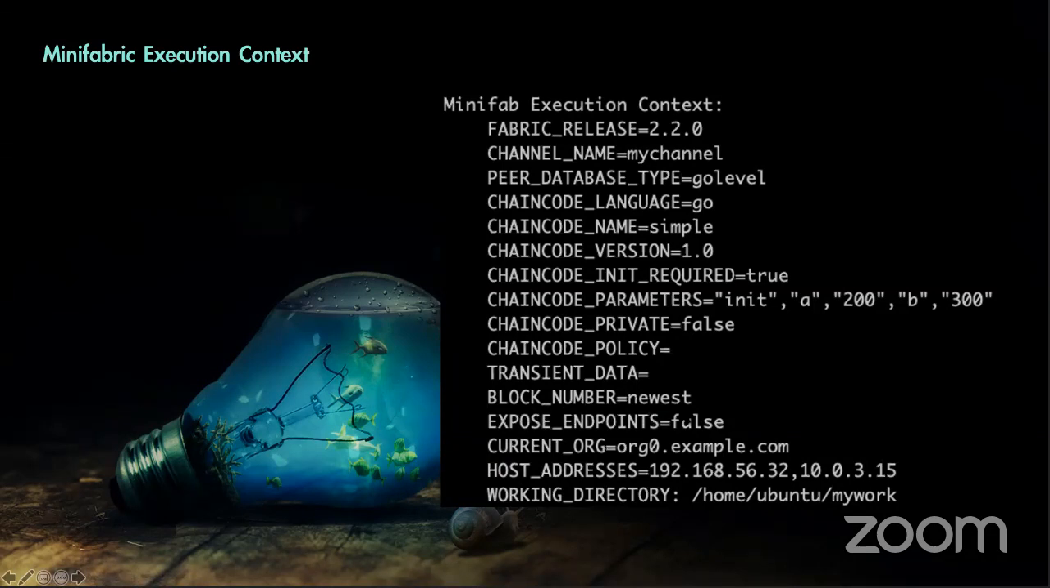This is for when you're trying to query a ledger. If you don't specify a block number, it will always use the newest, so it will always return the top ledger block. You can inspect the content of that block.